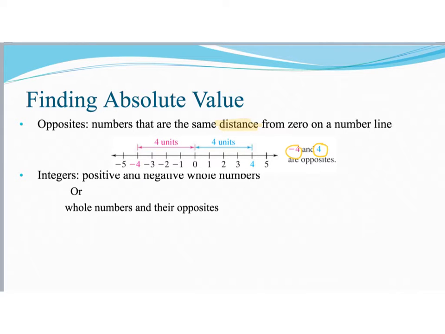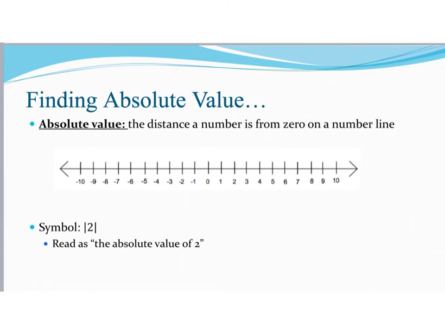Now when we're looking at integers, integers are both positive and negative whole numbers. Remember, a whole number is something like 1, 2, 3. There are no decimals, no fractions. The integer portion comes in with the fact that we're dealing with the negatives as well. So we can think of this as positive and negative whole numbers, or whole numbers and their opposites. Now we're going to look at something called the absolute value.